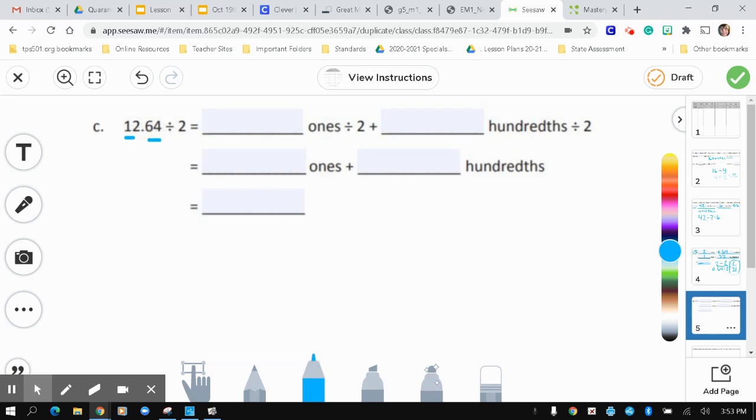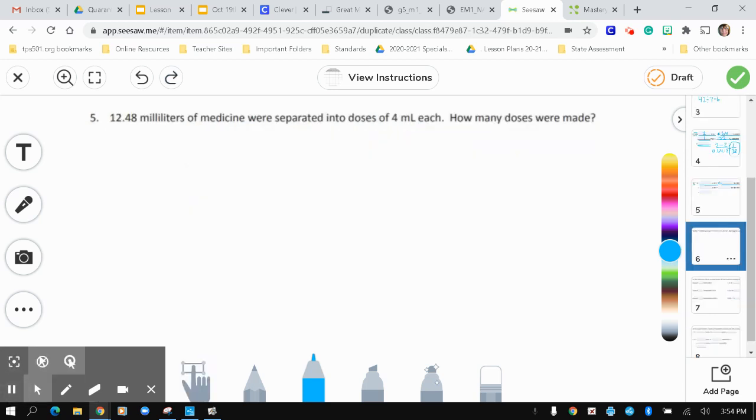And the hundredths. So here's my whole number. Here's my hundredths. They put it together with an addition symbol. So now we have a word problem.